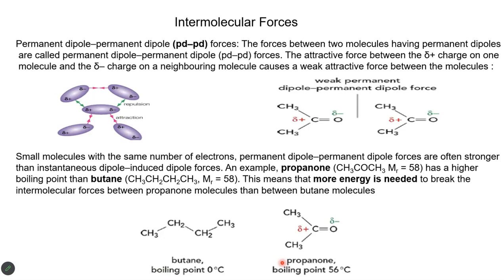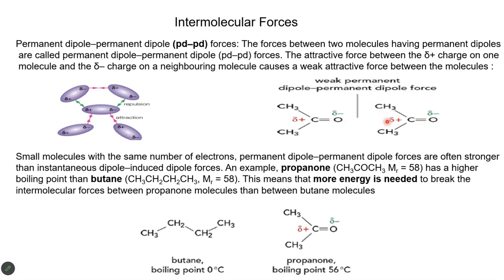We now have permanent dipoles, and you see this. If you look at this, you can see this is a repulsion, because here is delta positive and there delta positive, so it will have a repulsion. But here there will be an attraction, is it not? The delta negative and delta positive. And this is the way we explain the permanent dipole and permanent dipole forces. And we have weak permanent dipole and dipole forces.